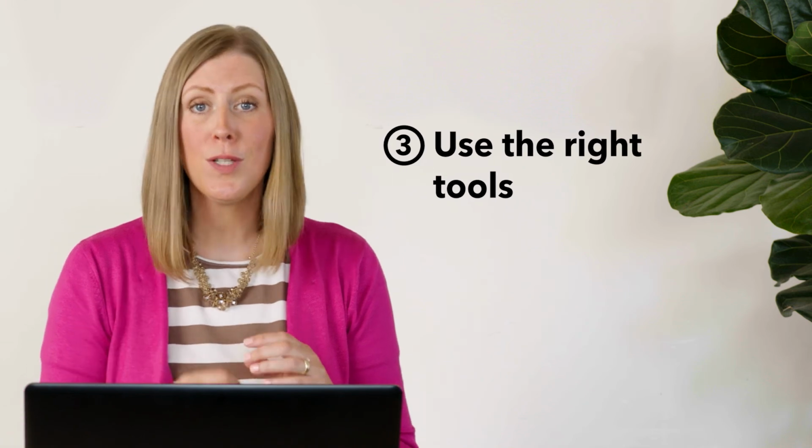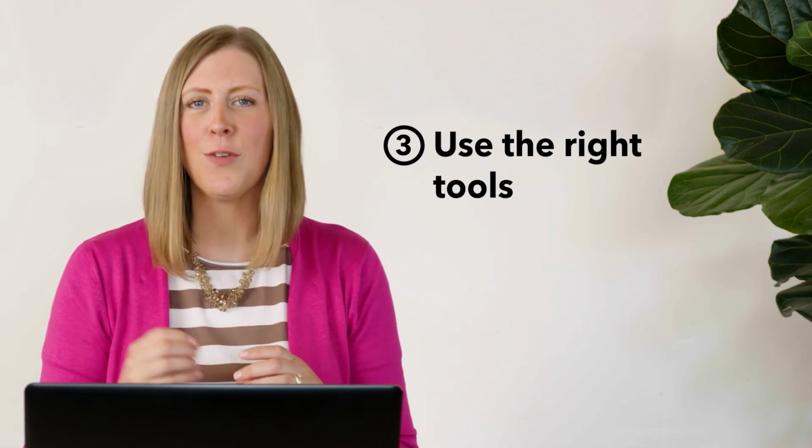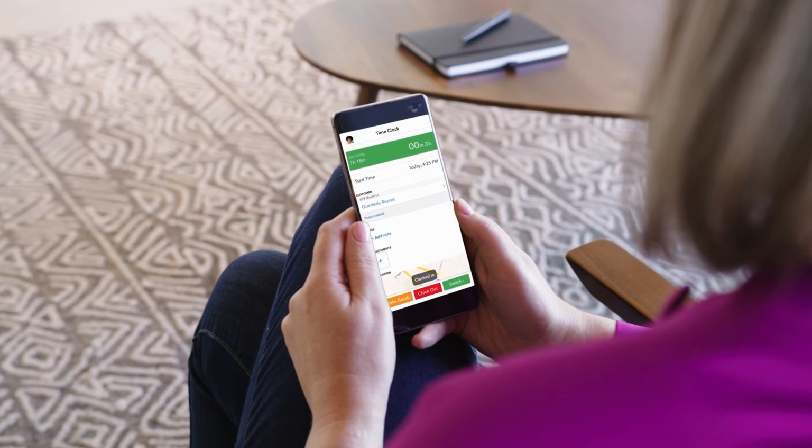Number 3, use the right tools. The right tools can help your team track costs in real time. Using QuickBooks Online and QuickBooks Time, your team can clock in on the go and also track their time to a certain job code. With reporting tools, you can filter by GPS, projects, job code, date range, or employee. That adds up to more accurate estimates and more profitable projects.